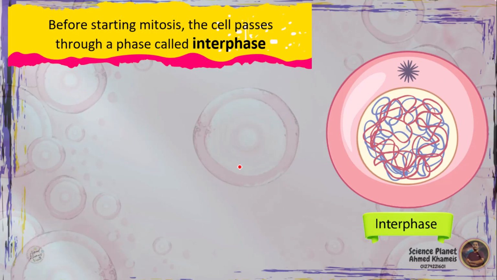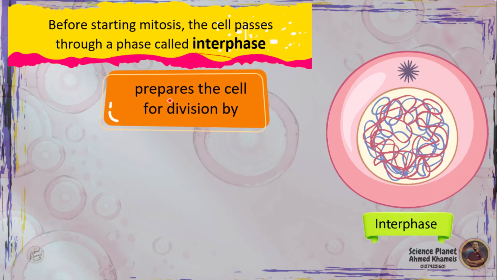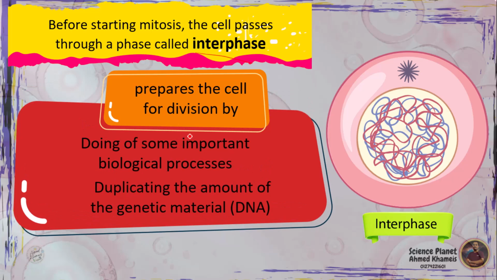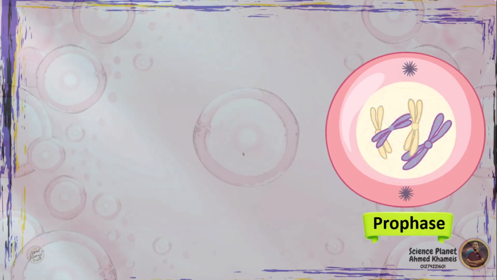Before starting mitosis division, the cell goes through a phase called interphase, in which it increases its size and carries out some biological activity to prepare itself for the division. So the cell in the interphase prepares for division by doing some important biological processes, duplicating the amount of genetic material. And then we start with the prophase.